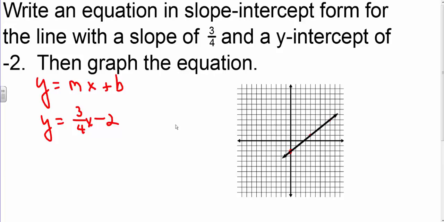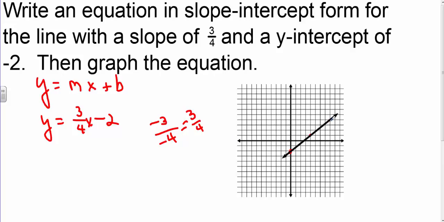Hey, now something to keep in mind here, we've got 3/4 x. A positive 3 means to go up 3. A positive 4 means to go right 4. But it's important for you to know that it can be -3 over -4 also. Because -3 over -4, if you simplify it, becomes 3 over 4. So that means that you could have gone down 3 and left 4.